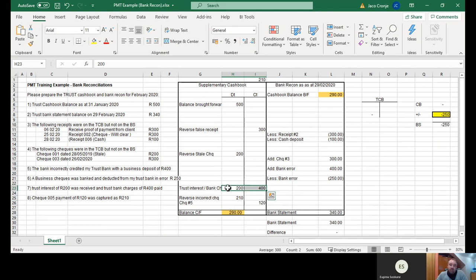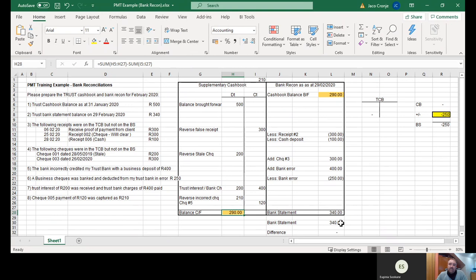Now, these two are actually very important because almost all of the transactions in the assignment are these transactions. And this portion of it counts a large amount. This portion is the portion that's only 5 marks, but there's a whole lot of marks for accounting for the transactions that haven't been accounted for. Okay, and then if I made errors or the accountant made errors, we fix those errors in our supplementary cash book. Then we have a closing cash book balance of 290 Rand.